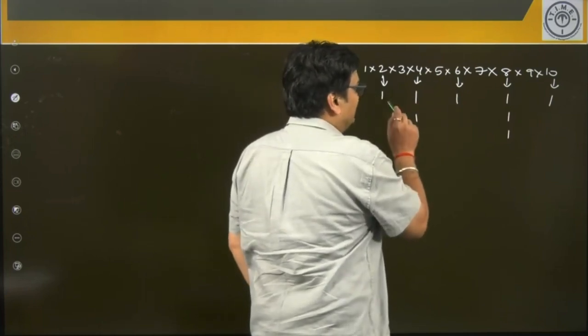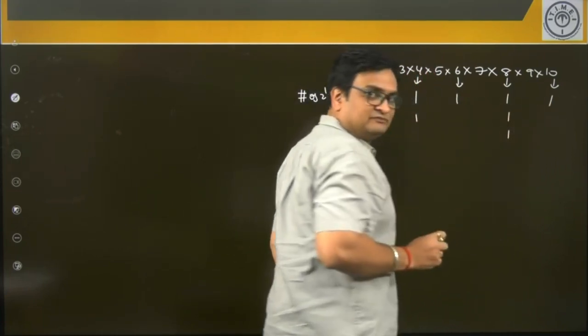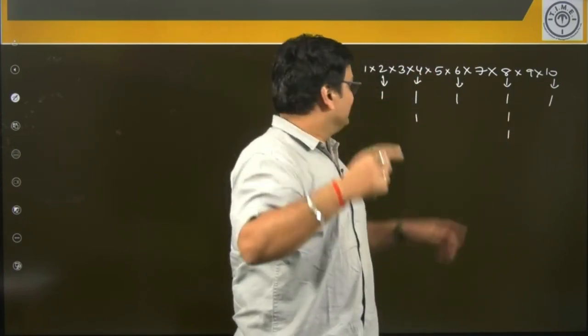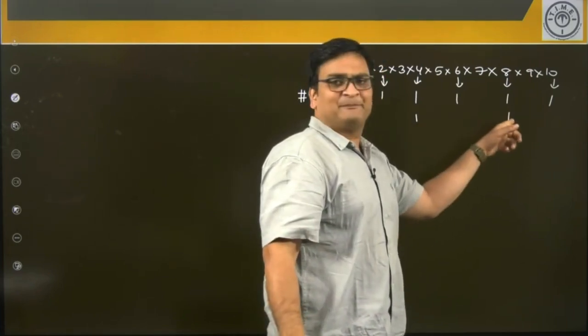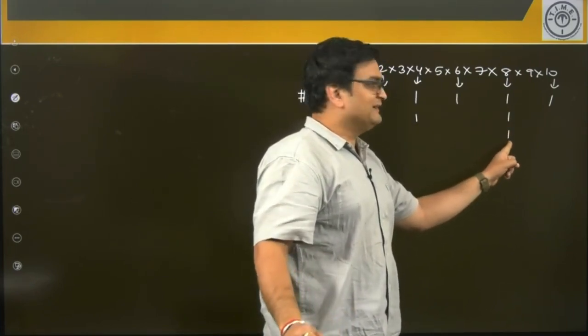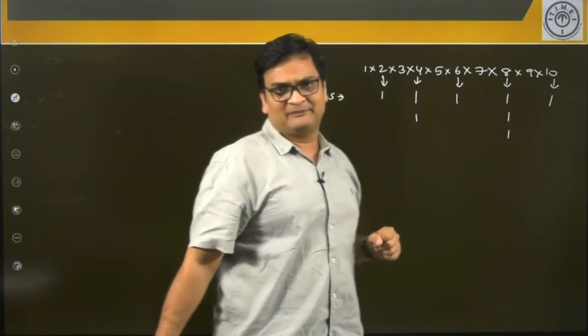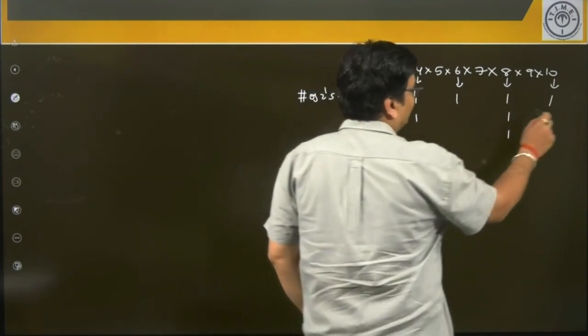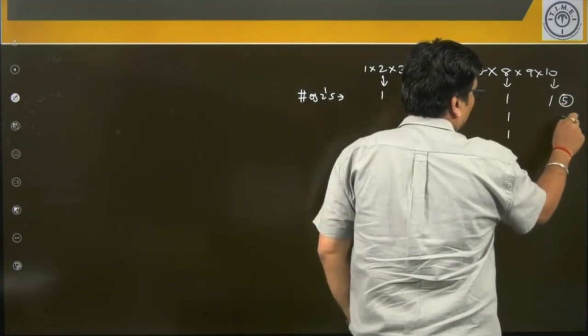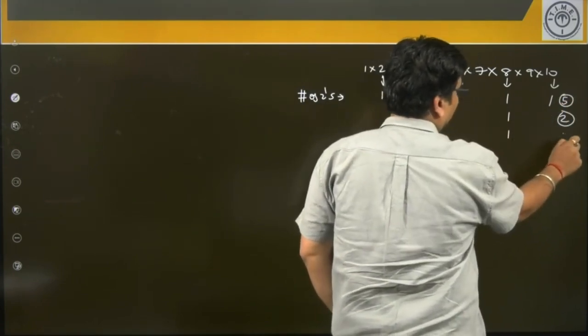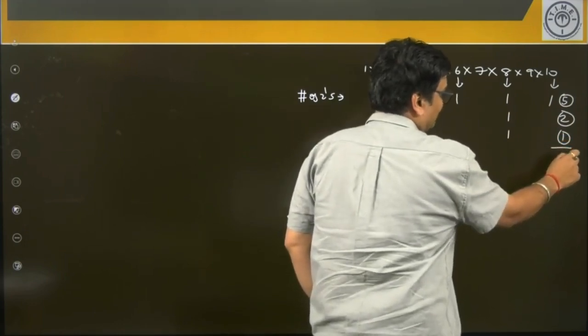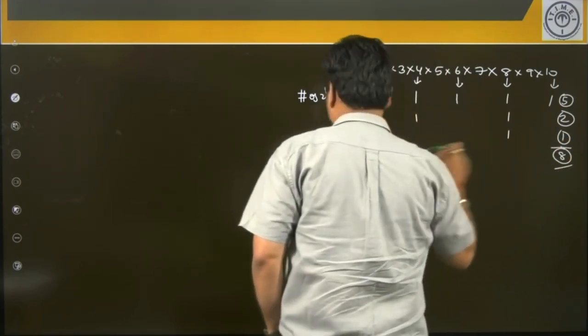So overall simple 2's are 5 in number, then 2's which are hidden in 4's are 2 in number, and the extra 2's which are hidden in 8 is 1 in number. So thus my answer will be 5 2's here, 2 2's here in this layer, and 1 2 here. So 5 plus 2 plus 1, my answer ends up being 8.